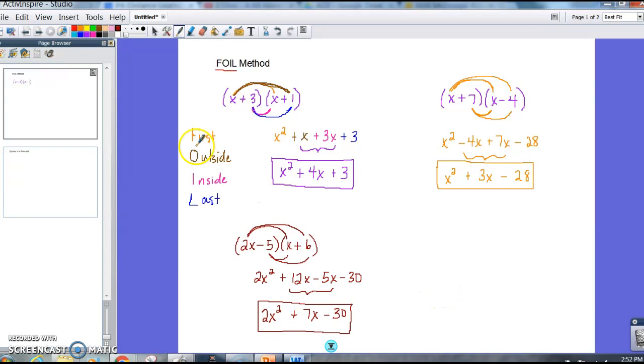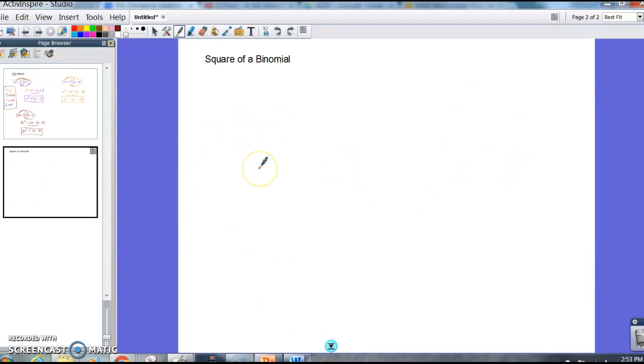So if you can remember that, this is really what I need you to remember. The first, the outside, the inside, and the last. So that's how you would multiply when you have two different binomials. But let's talk about a different type of problem when we're actually squaring a binomial.